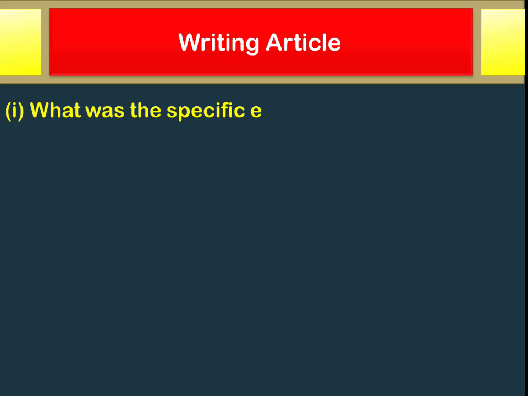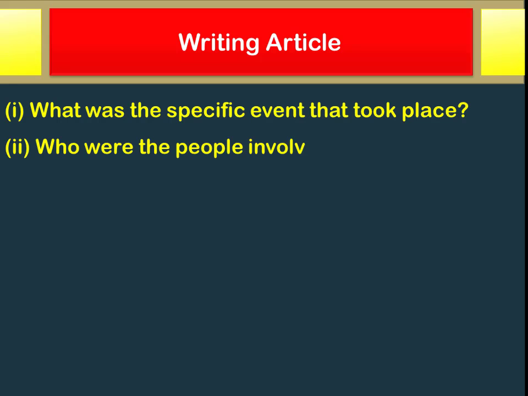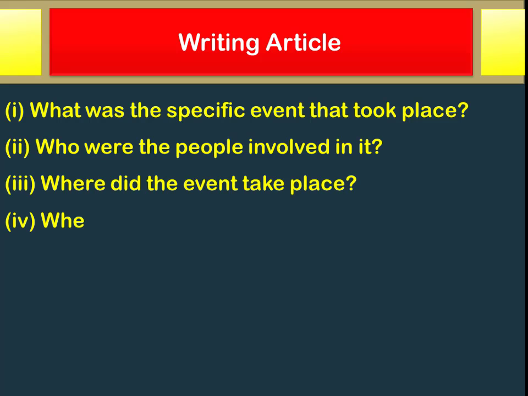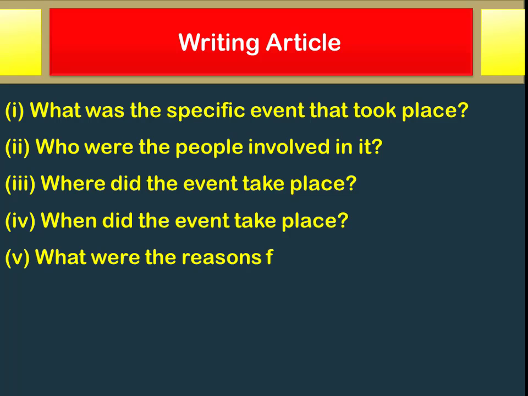So what was the specific event that took place? Who were the people involved in it? Where did the event take place? When did the event take place? What were the reasons for the event to take place?